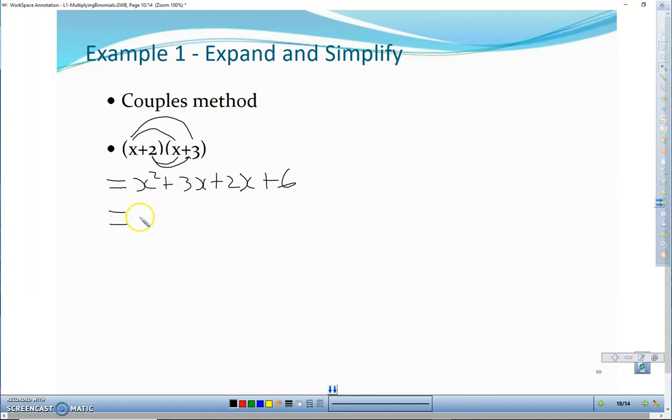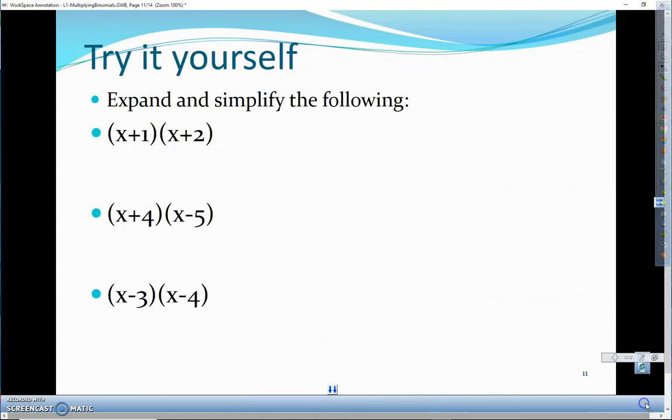And it's the same result as FOIL. The only difference is that when we're using the couples method, you can extend this further to, say, trinomials times trinomials, whereas the FOIL method is restricted to just binomials.